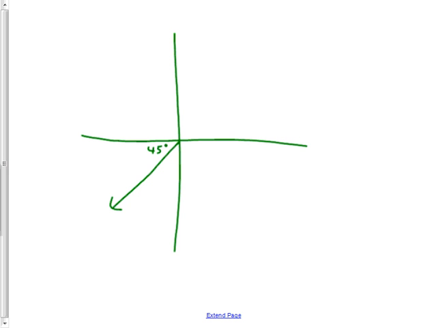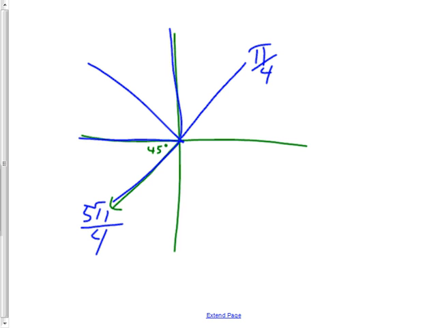Once you had the idea that this was pi over 4, and this is 2 pi over 4, 3 pi over 4, you just keep going. 4 pi over 4, 5 pi over 4. Awesome, I saw a lot of that answer on a lot of papers. Okay, so where would 13 pi over 4 be?